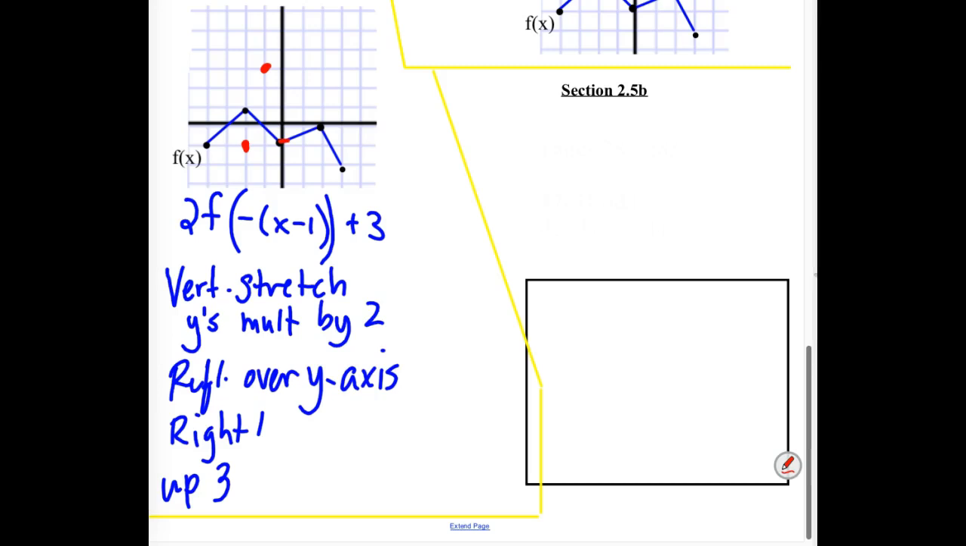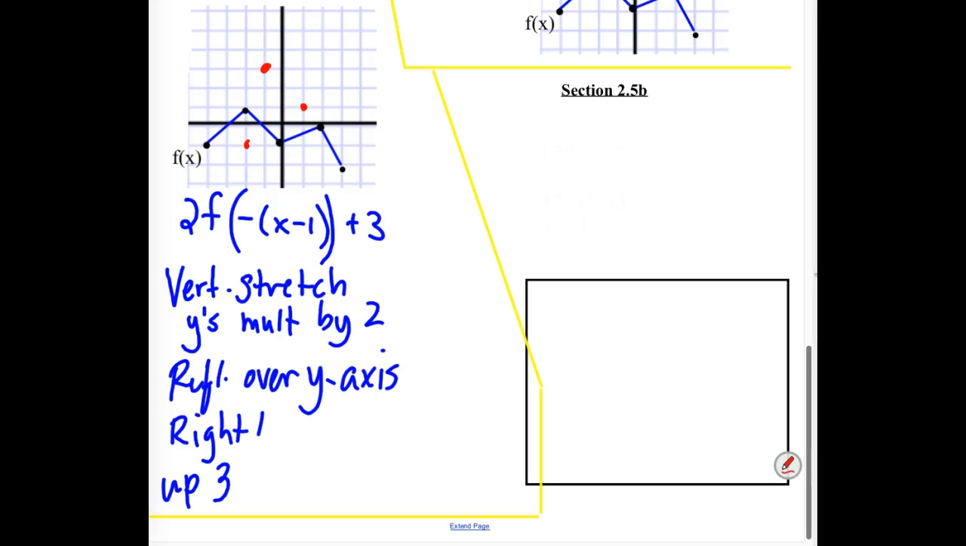Okay, taking our next point. We're going to stretch it vertically by a factor of 2. That means instead of being down here at -1, I'm going to move to -2. I'm going to reflect it over the y-axis, but I'm on the y-axis, so that doesn't do anything. Right 1 and up 3. I took away a dot, didn't I? Was it there? Okay.